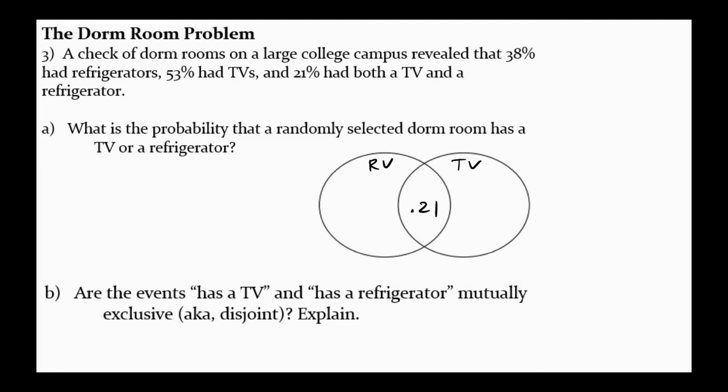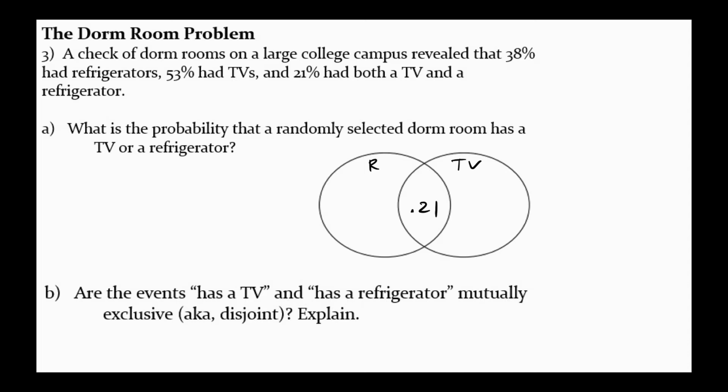You can use a percent, but I prefer using just decimals because most of the time you'll see decimals. Why did I put RV? It should just be R. Okay. All right. And then it says 38% had refrigerators.